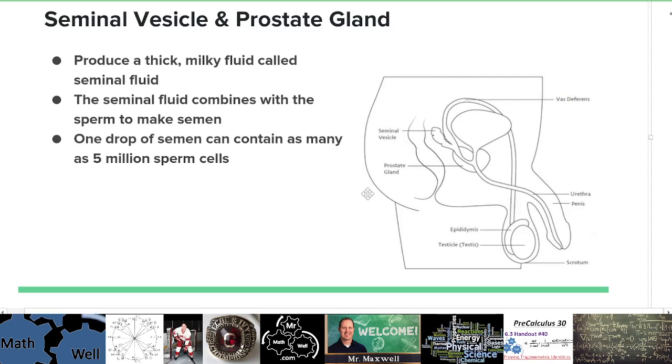Any questions so far on the diagrams or the processes or what's connected to what here? You guys kind of getting there?